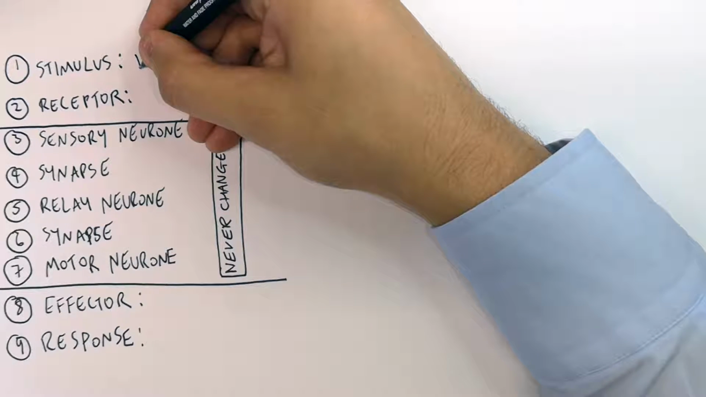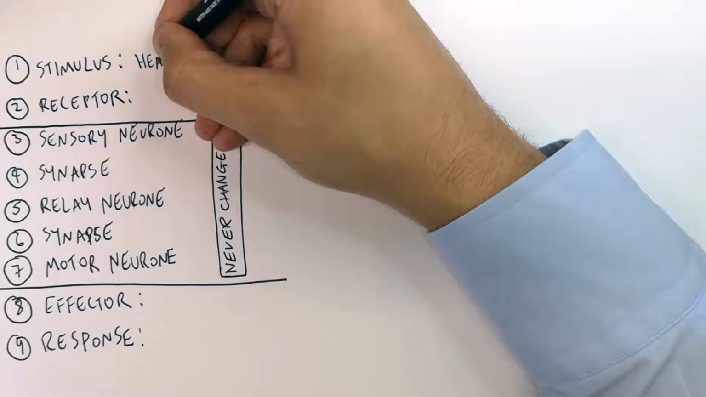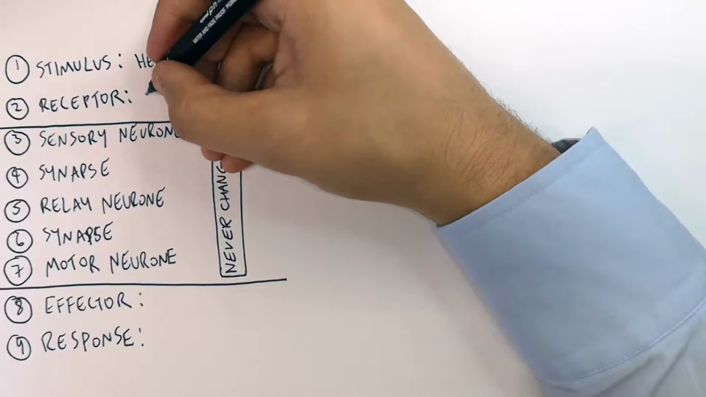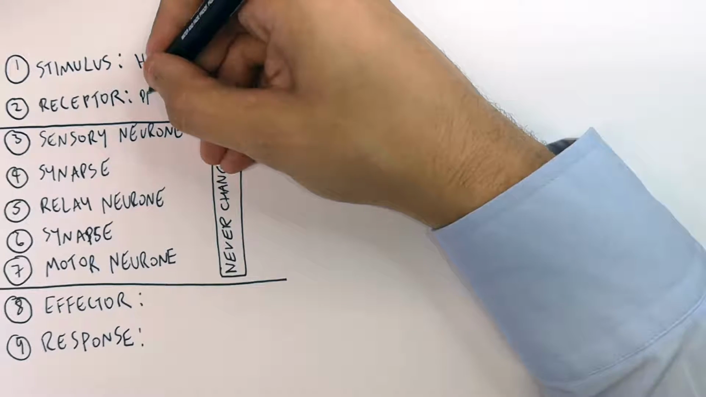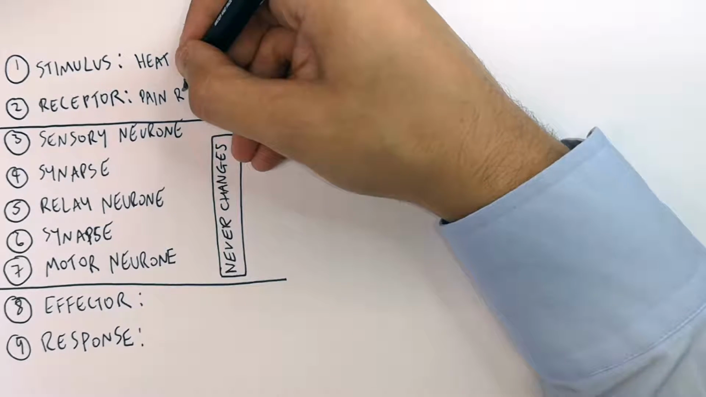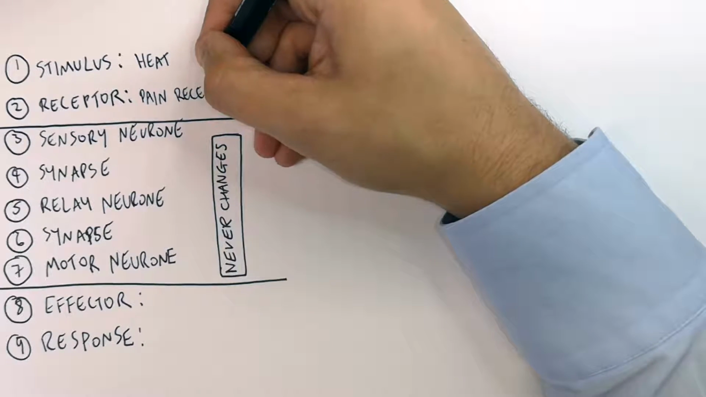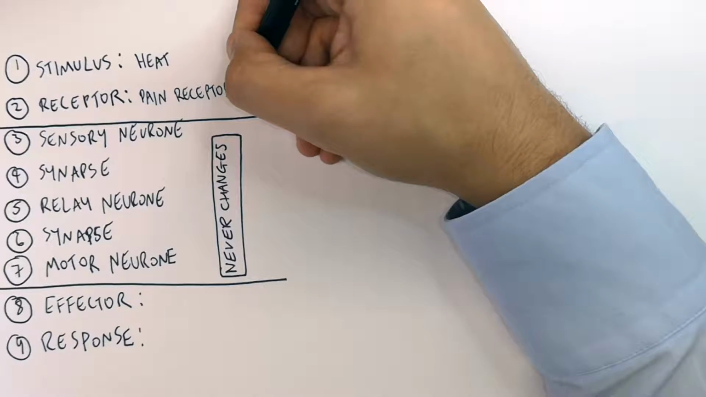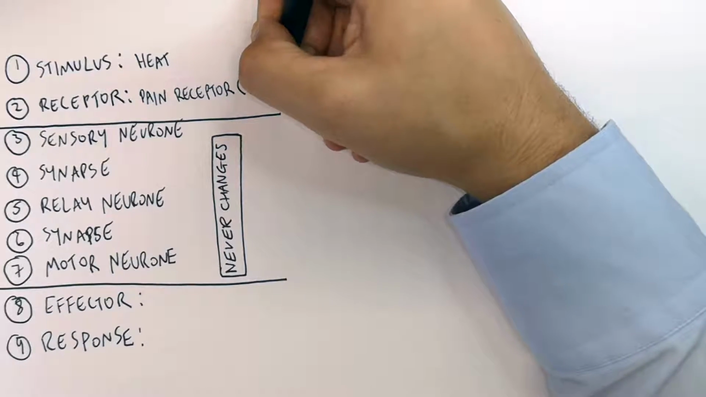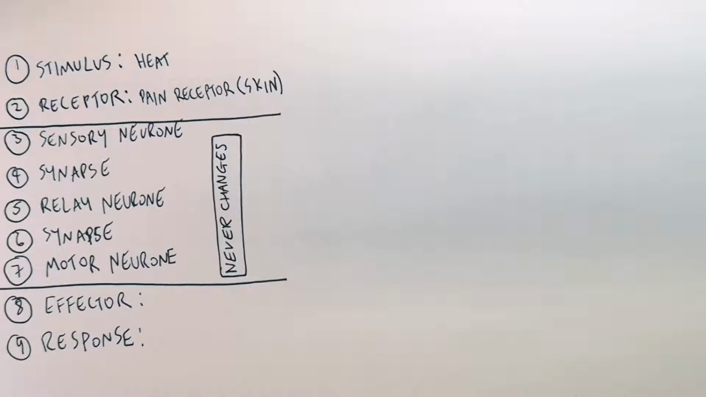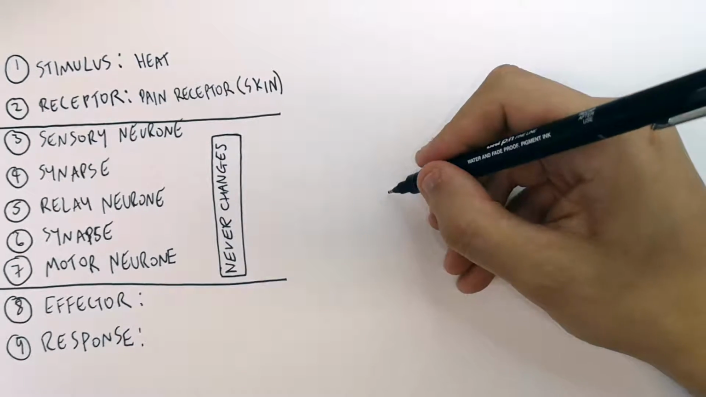So in this example, we're going to give you a stimulus, which is heat, and the receptors are going to be pain receptors in the skin. So the stimulus is the heat, which is going to stimulate the receptors in your skin. So we're going to draw this.